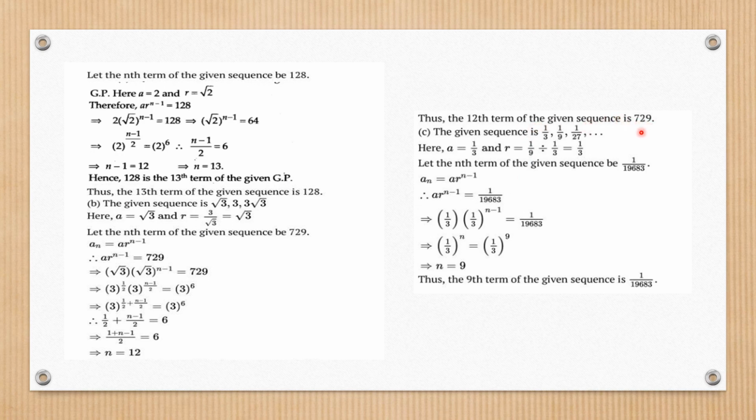Similarly for the third question also, a is 1 by 3, and now you are familiar that r here will be, you're multiplying it with 1 by 3. So it is 1 by 3. Again the nth term is ar^(n minus 1) is equal to this. So a is 1 by 3, (1 by 3) raised to power n minus 1, and this you have to work out with factors, that is (1 by 3) raised to power 9. So when I equate these powers as the bases were the same, it will be n minus 1 plus 1, which will give you n, and I'll get n as 9. So this is the 9th term of the given sequence.